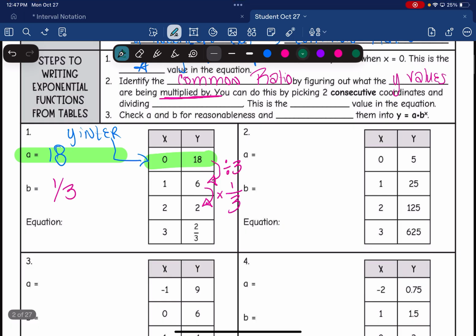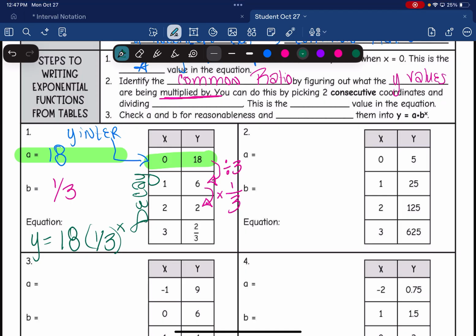Making my equation y equals 18 times 1/3 to the x. So we know that that is a decay. How do we know it's a decay? What is less than 1? The B, the common ratio. Awesome. But if you also look at your y values, they're decreasing. So if your y values are decreasing, we know it's a decay.